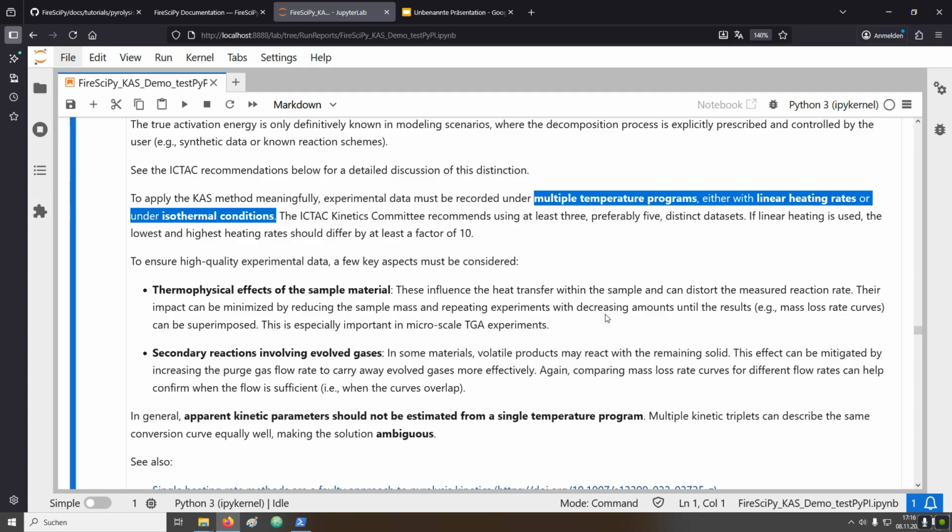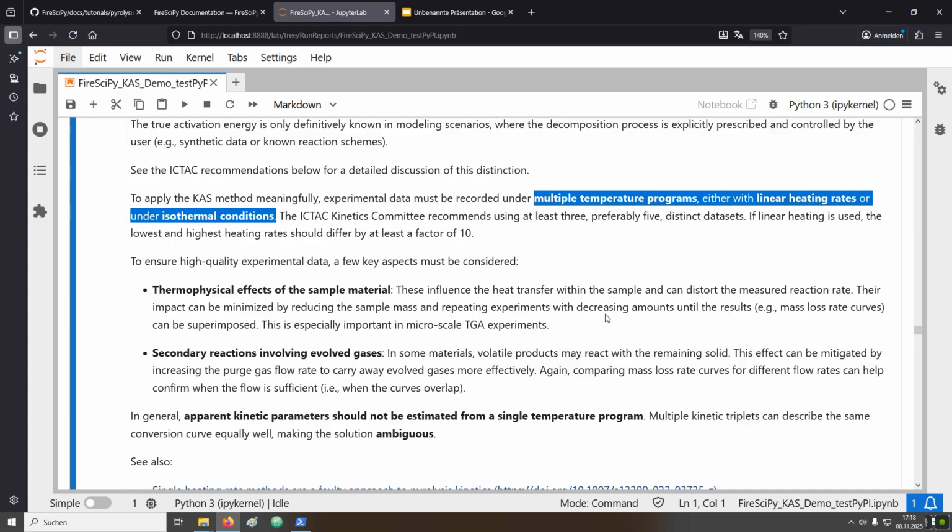To employ the isoconversional methods to the best of their abilities, data should be recorded from multiple temperature programs. There can be isothermal or linear heating rates. Linear heating rates are commonly used to deduce the apparent activation energy, and isothermal experiments to get an indication of which class of reaction models to use. At the very least 3, better 5 or more temperature programs should be used.